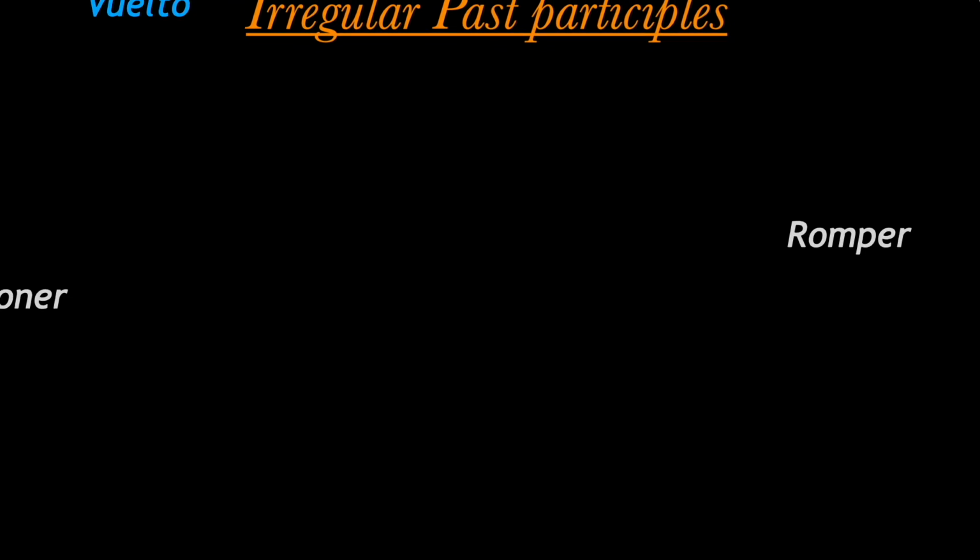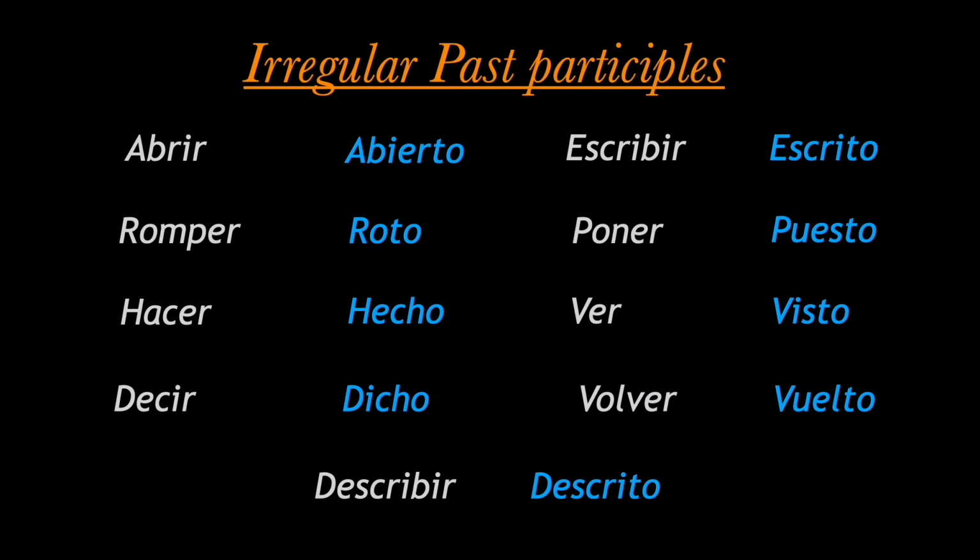So let us have a summary of all these things. Irregular past participles, whatever we have seen. Abrir, abierto. Escribir, escrito. Romper, roto. Poner, puesto. Hacer, hecho. Ver, visto. Decir, dicho. Volver, vuelto. Describir, descrito. Let us see some examples, or some sentences, with the present perfect tense.